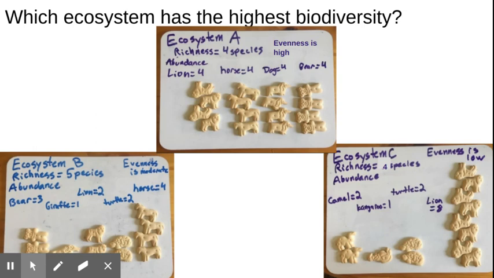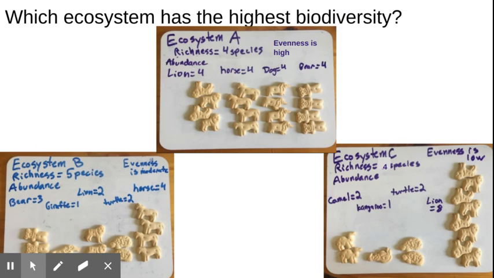It doesn't have the highest richness, but it's only one number off from the highest richness. So it only has one fewer species than the highest richness in our comparison. And the evenness is pretty high here. So it's got some good things going for it. It's definitely not a clear winner in everything.